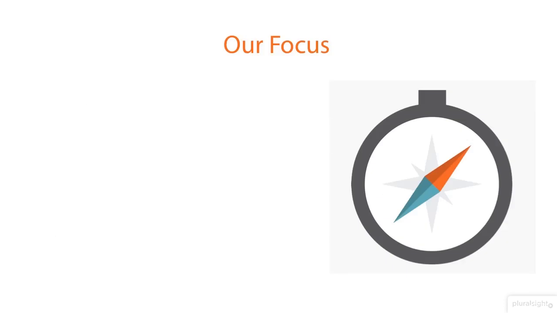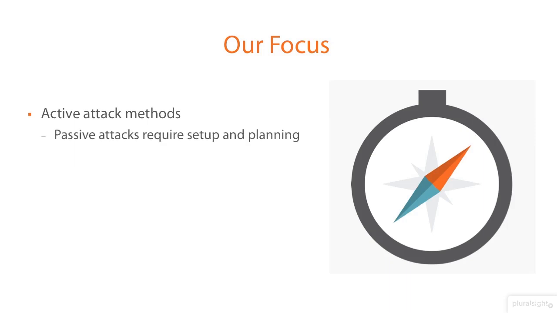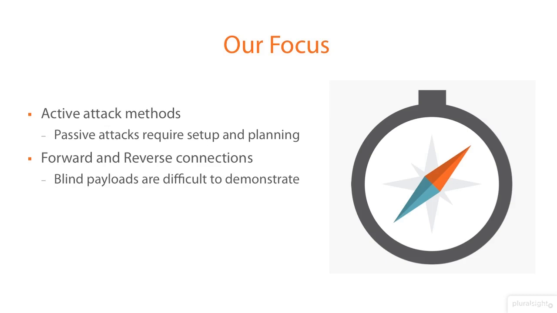As you will see, the flexibility of the Metasploit framework is impressive. It's also overwhelming to most beginners, so we are narrowing our focus in this course. We will use the active attack method. Passive attacks require a lot more planning and setup than we can cover in this course. Forward and reverse payload connection methods are easy to demonstrate. Blind payloads are more challenging, so we aren't going to spend any time on those. We want to show interactive payloads, so we're using payloads that yield shells and interpreter sessions. The stuff we're not covering here could be entire courses on their own. But let's get started with exploits.